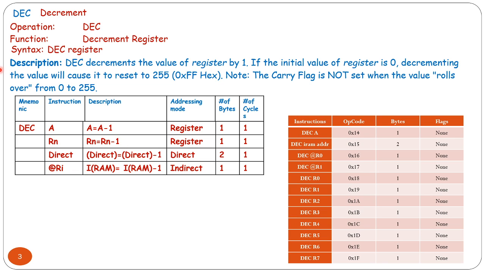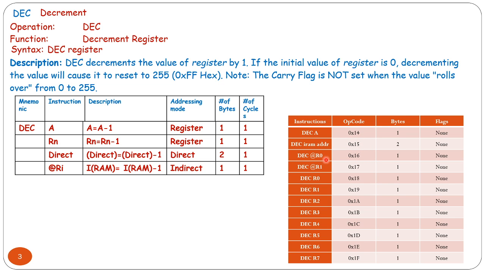Now more instructions like this: instruction, operation code, bytes and flags. None of the flags are affected in this instruction set. Decrement A, having operation code 14H: the content of accumulator will be decremented by 1. Decrement internal random access memory address: the content of internal random access memory whose address is pointed here, that is IRAM address, will get decremented by 1, having operation code 15H.